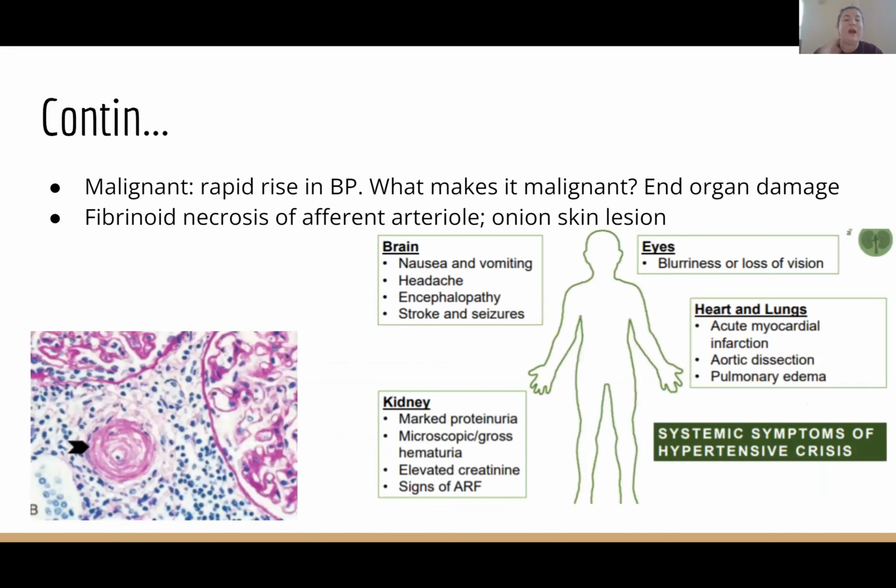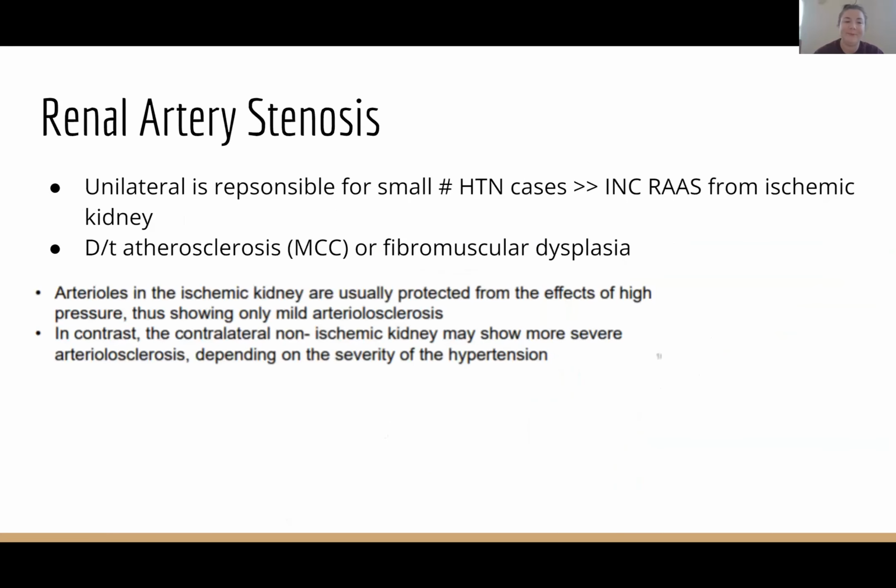Malignant, remember this is a rapid rise in blood pressure, which is what makes it malignant, and organ damage. With fibrinoid necrosis of the afferent arteriole, you're going to get that onion skin lesion. Remember, histo is your friend here. And then I put in the other symptoms that can clue you in on, oh, this is malignant hypertension. This is what we're seeing right now.